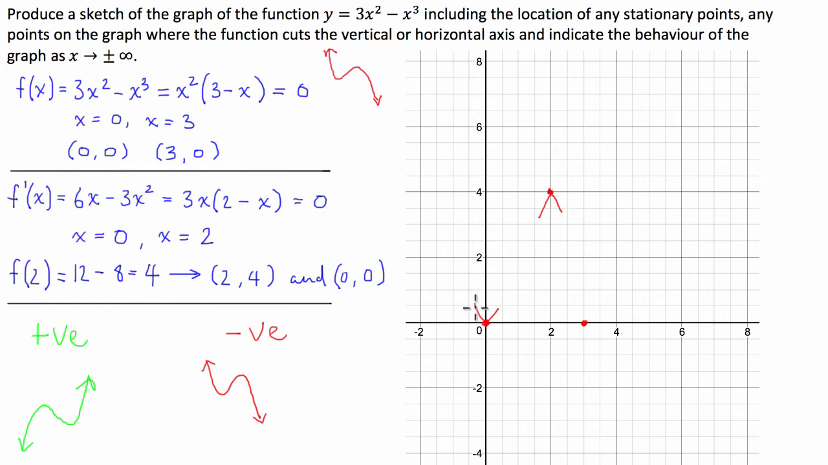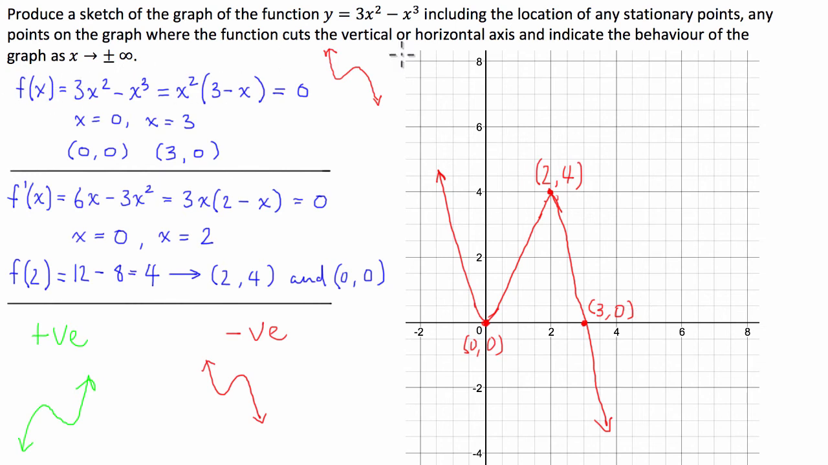Now, you'll have to forgive me, trying to draw these graphs on a computer is very, very difficult. Okay, good. So what we would probably do after this is label our turning points. We would label this as 2, 4, and we would label this as 0, 0. If you wanted to, you could label this point as 3, 0.